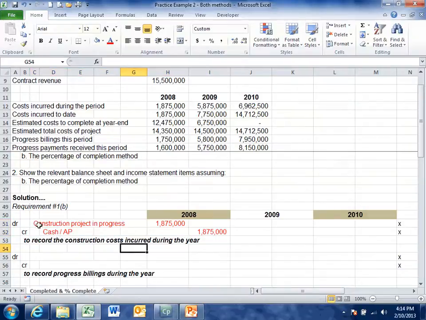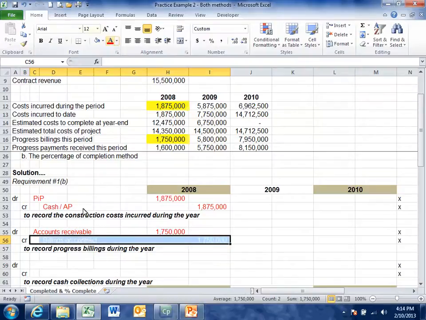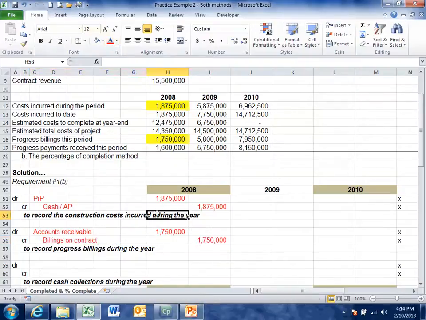So we're going to debit our PIP account, right? And this could be PIP. We're going to debit our PIP account, and we're going to credit cash or AP for the costs incurred during the current period. We're doing this for 2008. Okay? The second entry is to record what we billed the client, and we billed them $1.75 million. So I'm obviously going to debit AR, and I'm going to credit billings on contract, that BOC account.